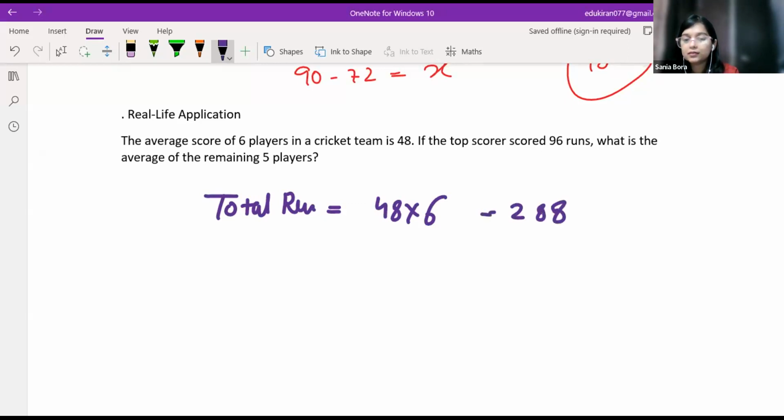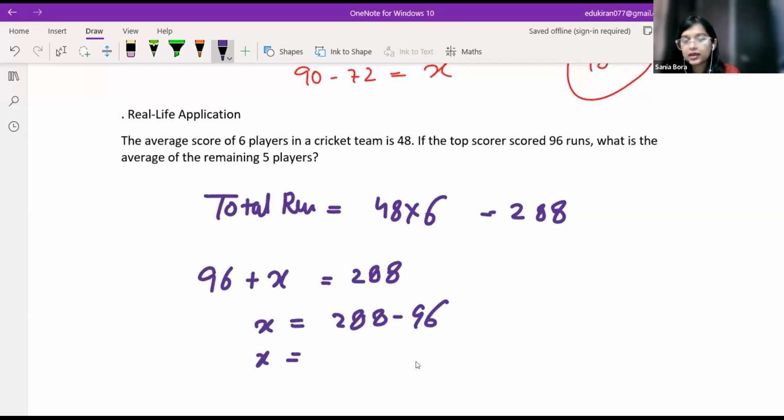And the top scorer's run was 96, right? Here, the total run was 96 plus, let's just say, x. So this x would remain here. 288 minus 96. So after subtracting, you got 192, if I'm not wrong. Right? Yes, 192, ma'am.